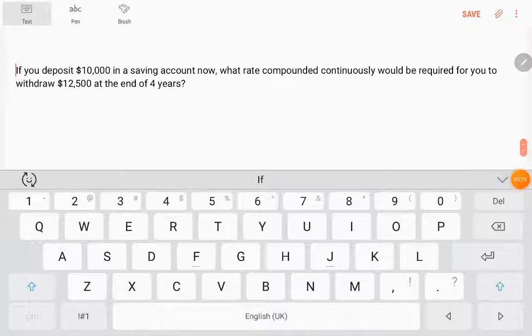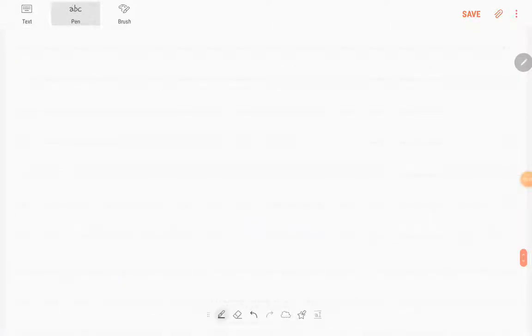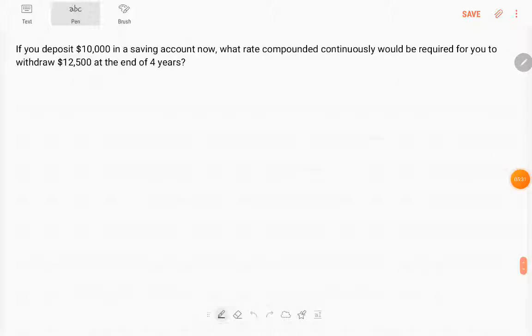Okay, so the next problem is if we are given everything except the annual rate, what is the annual rate? In this example, if you deposit $10,000 in a savings account now, what rate compounded continuously would be required for you to withdraw 12,500 at the end of 4 years?